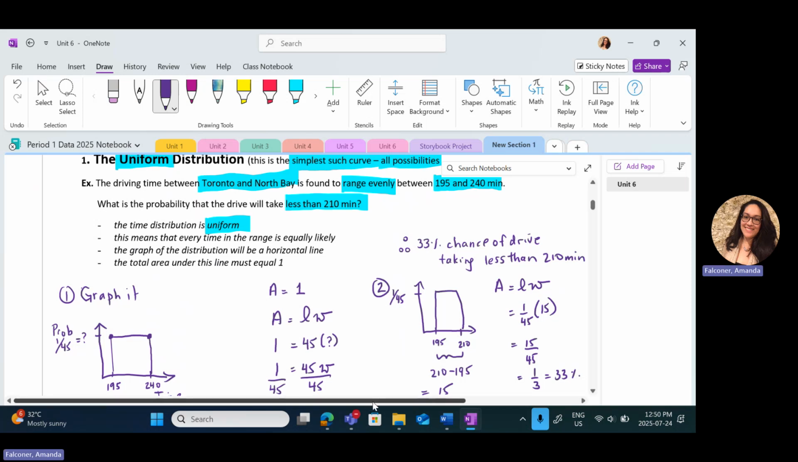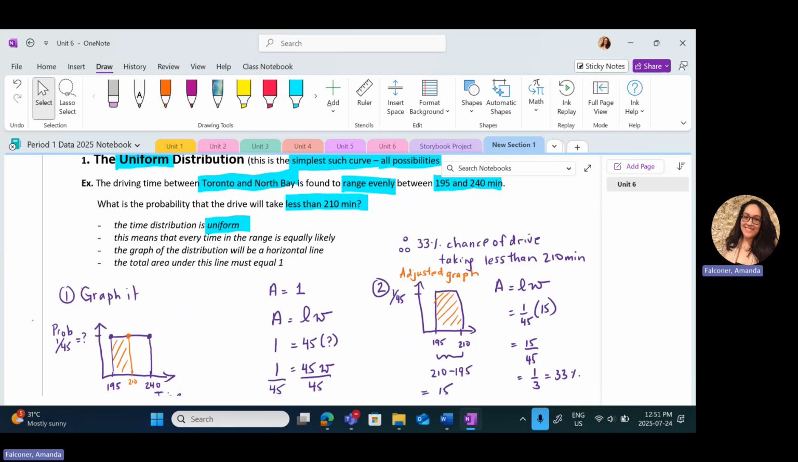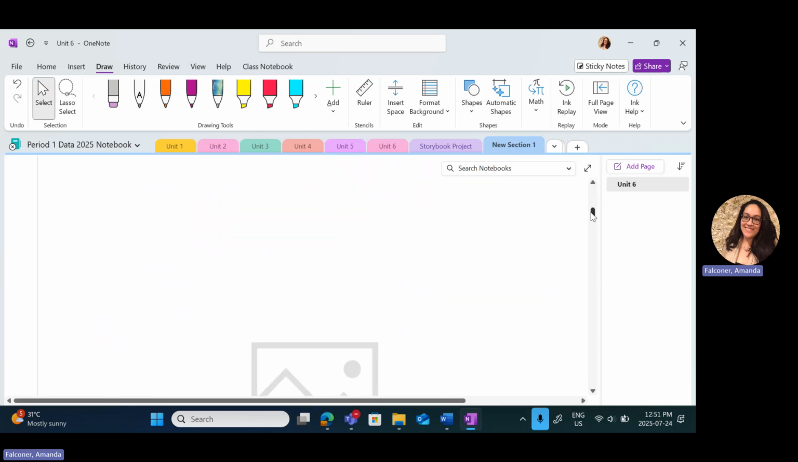Right, and if we wanted to, we could have used the same graph and just used a different color. I'm just going to add to that over here: 210 would be here. Its likelihood is up here, and this is that smaller rectangle that is the same one over here. Okay, so this is our adjusted graph. The first one was to figure out the entire probability distribution. The second one is to answer the specific question that they're asking. Okay, so that's uniform distribution.